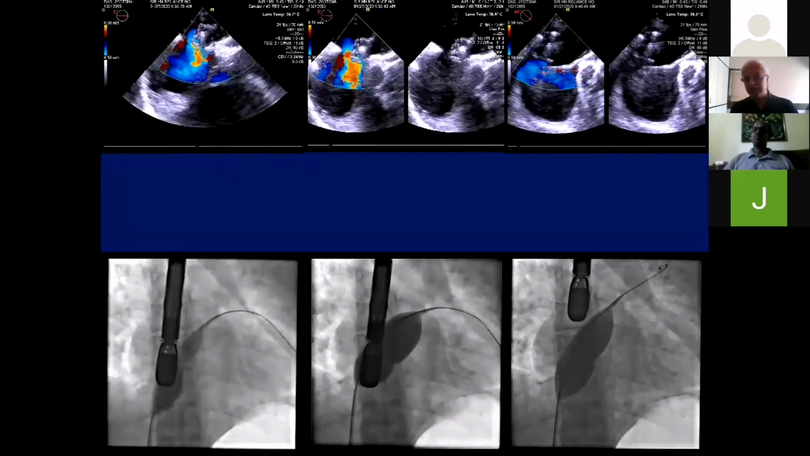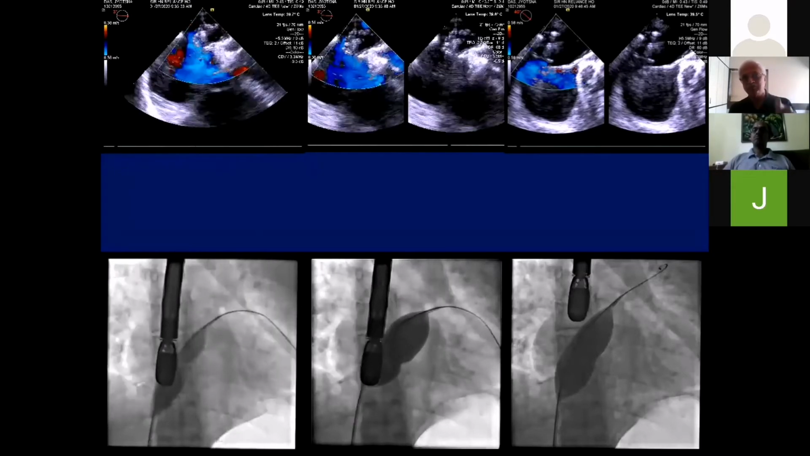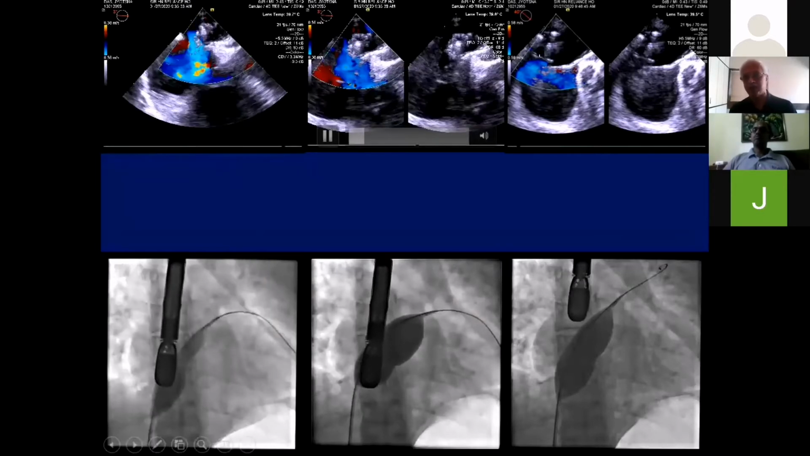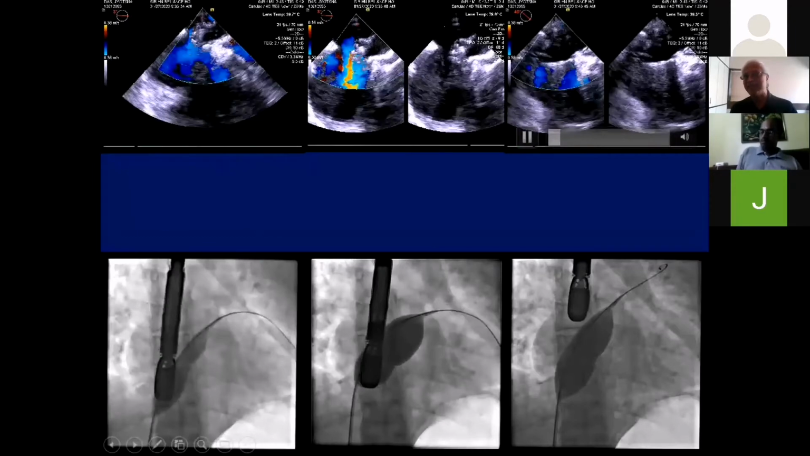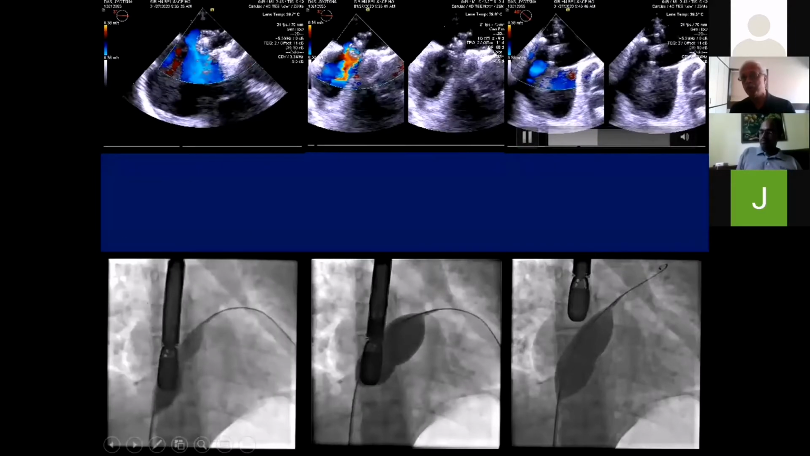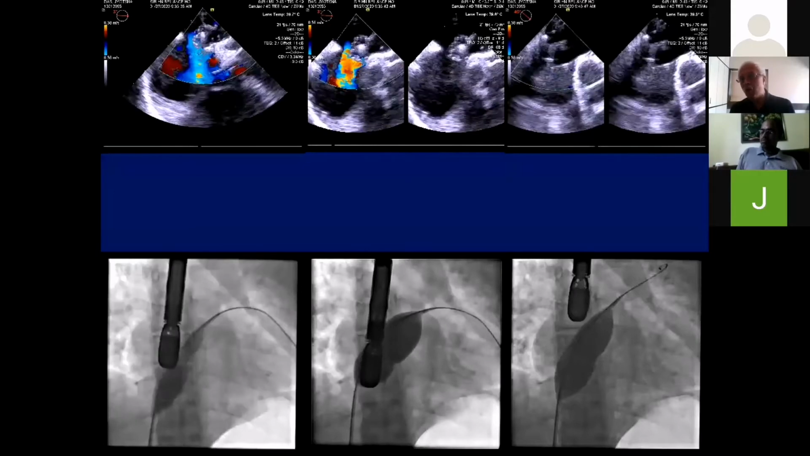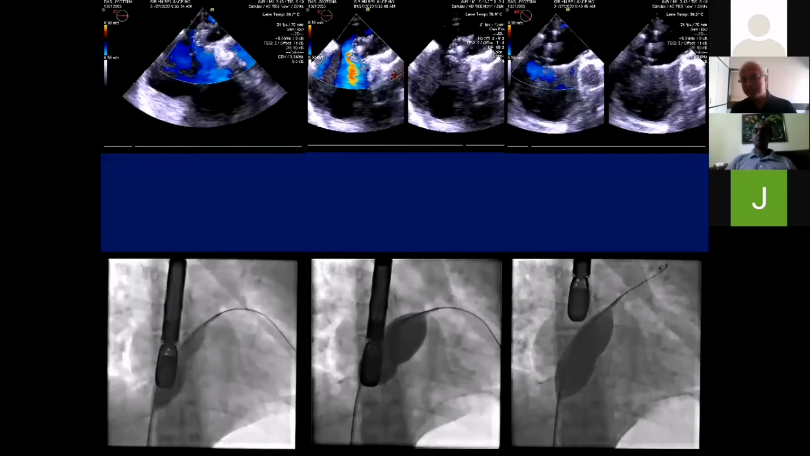So what we did here is that we removed the balloon from this particular hole and we went in the posterior part of the defect. And with that strategy, we were able to push the tissue separating the two holes more anteriorly. So what does this tell you?